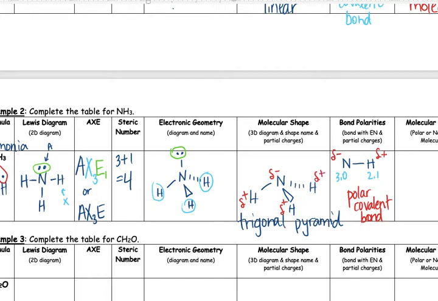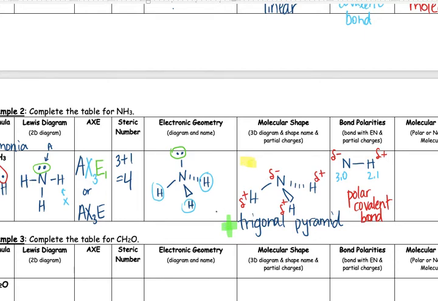Okay, so once we add these to the diagram, we can see that there is a negative end and a positive end, right? There's a negative end where the nitrogen is, and all these hydrogens, remember, are bending away because of that lone pair from the electronic geometry. That lone pair bends them away, so it's almost like a triangle, like a pyramid. That's why it's called a trigonal pyramid. So they're bending away, so you have a negative end and a positive end.